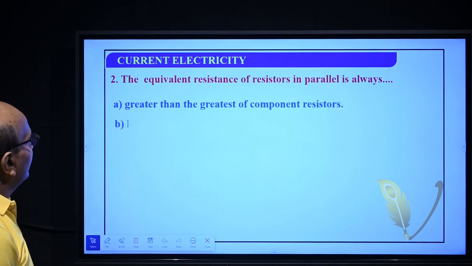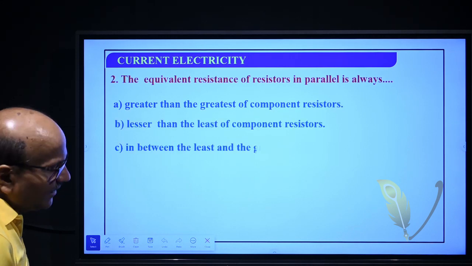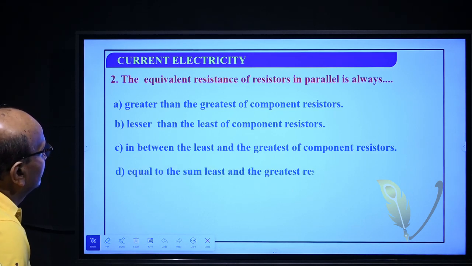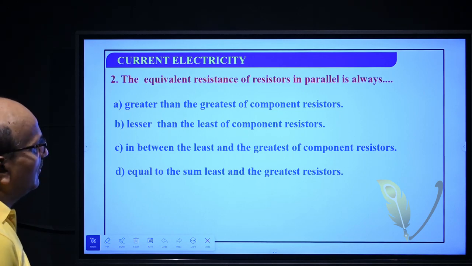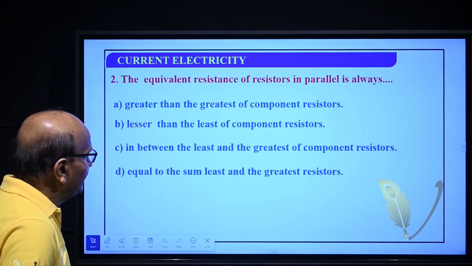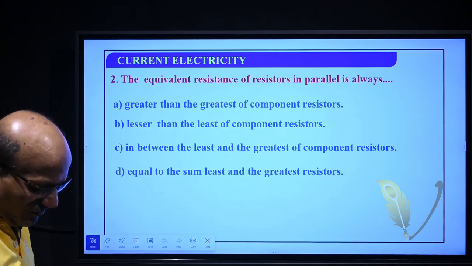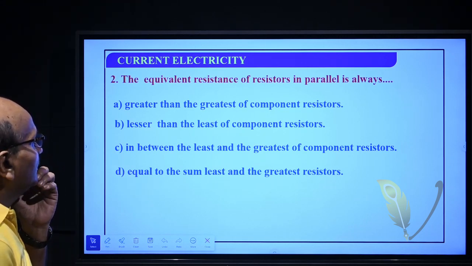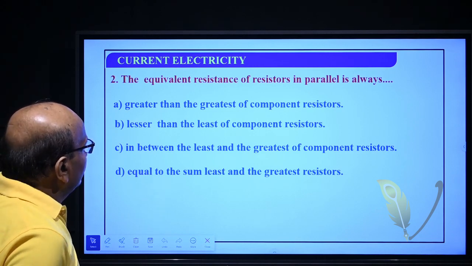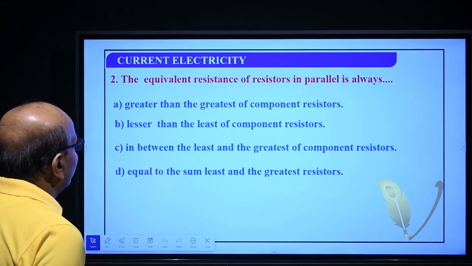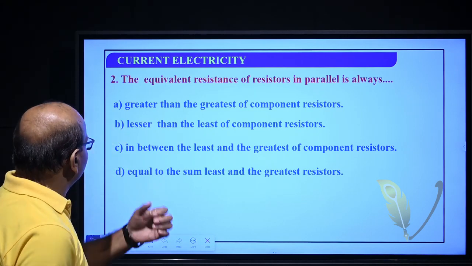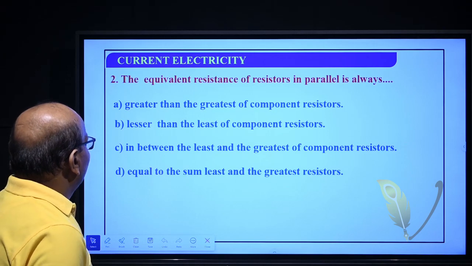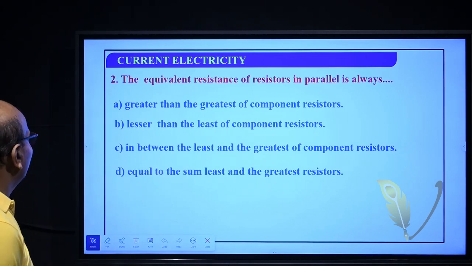Next question: the equivalent resistance of resistors in parallel is always greater than the greatest of the component resistors, less than the least of the component resistors, in between the least and the greatest of the component resistors, or equal to the sum of the least and greatest resistors. We have seen earlier that in series the equivalent resistance will be greater than the greatest resistance, and in parallel combination we know the equivalent resistance will decrease. Therefore the equivalent resistance will be less than the least of the component resistors. So option B is correct.